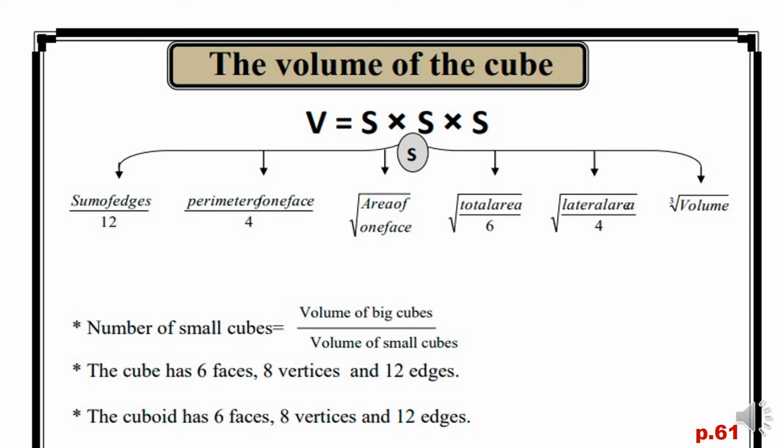If I have the volume, the side will be equal to the cubic root of the volume. I have some rules to remember together. The number of small cubes equals the volume of the big cube over the volume of the small cube. The cube has 6 faces, 8 vertices, and 12 edges. The cuboid also has 6 faces, 8 vertices, and 12 edges.